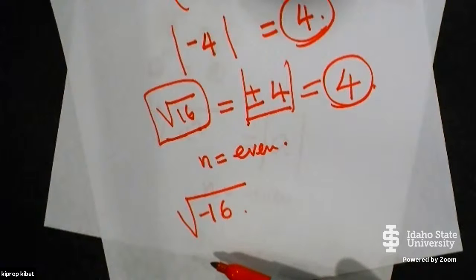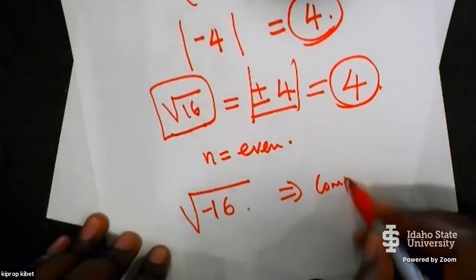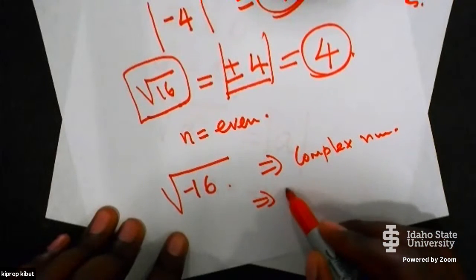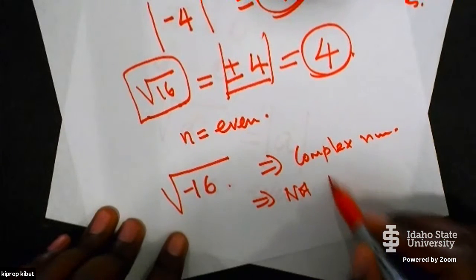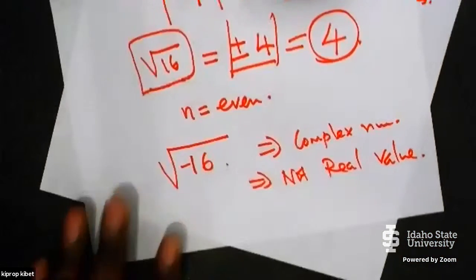This is a complex number, right? So this will give us a complex number. So this is not a real value. So it will not give us a real value.